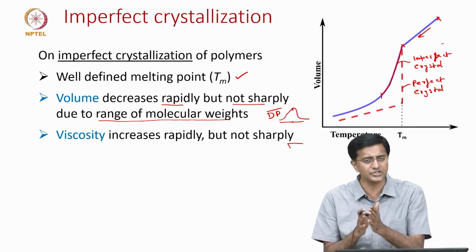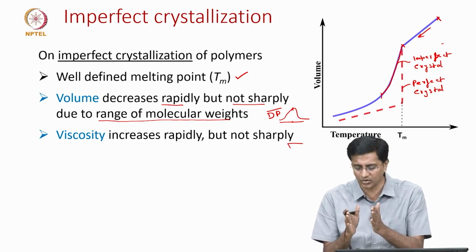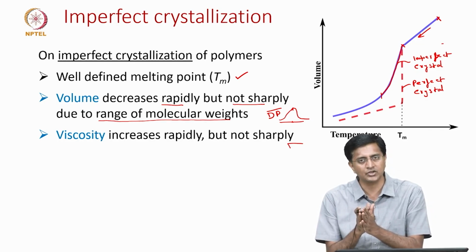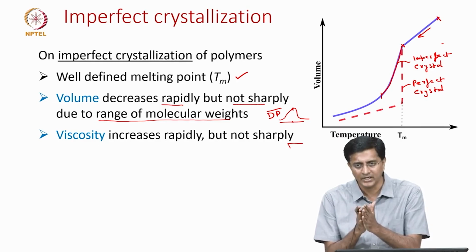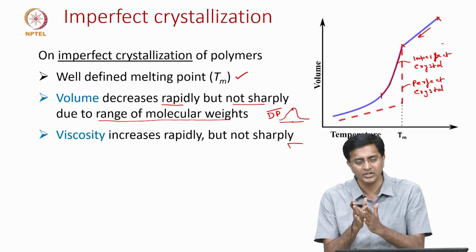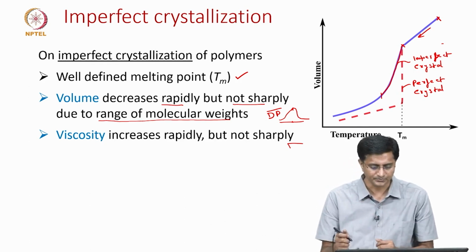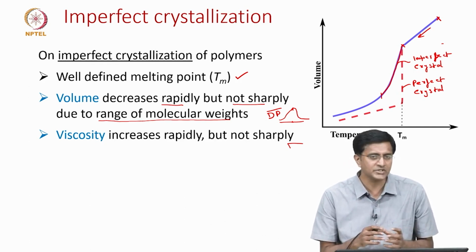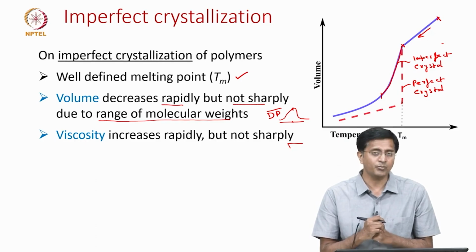But during this process the viscosity increases, because now these chains are close to each other and have these secondary bonds between them. It is hard to move these chains apart, meaning it is hard to displace one chain from the neighboring chain. So, this is what happens in crystalline polymers.